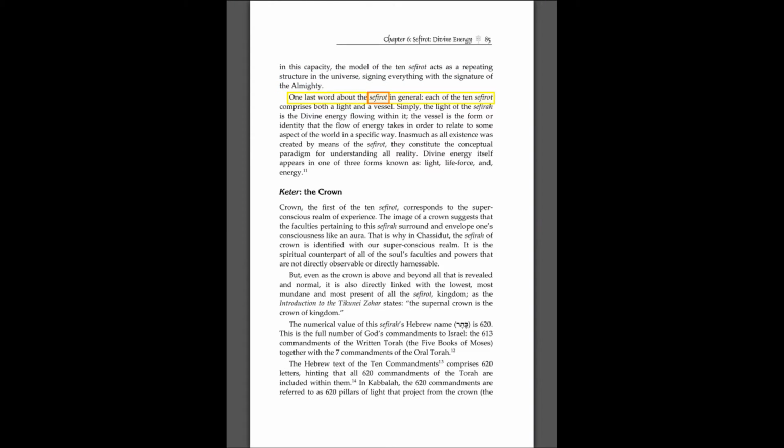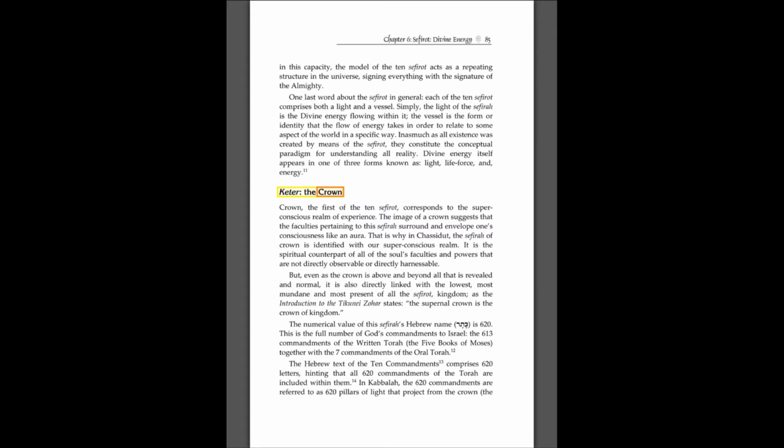One last word about the sephirot in general. Each of the 10 sephirot comprises both a light and a vessel. Simply, the light of the sephirah is the divine energy flowing within it. The vessel is the form or identity that the flow of energy takes in order to relate to some aspect of the world in a specific way. Inasmuch as all existence was created by means of the sephirot, they constitute the conceptual paradigm for understanding all reality. Divine energy itself appears in one of three forms known as light, life force, and energy.